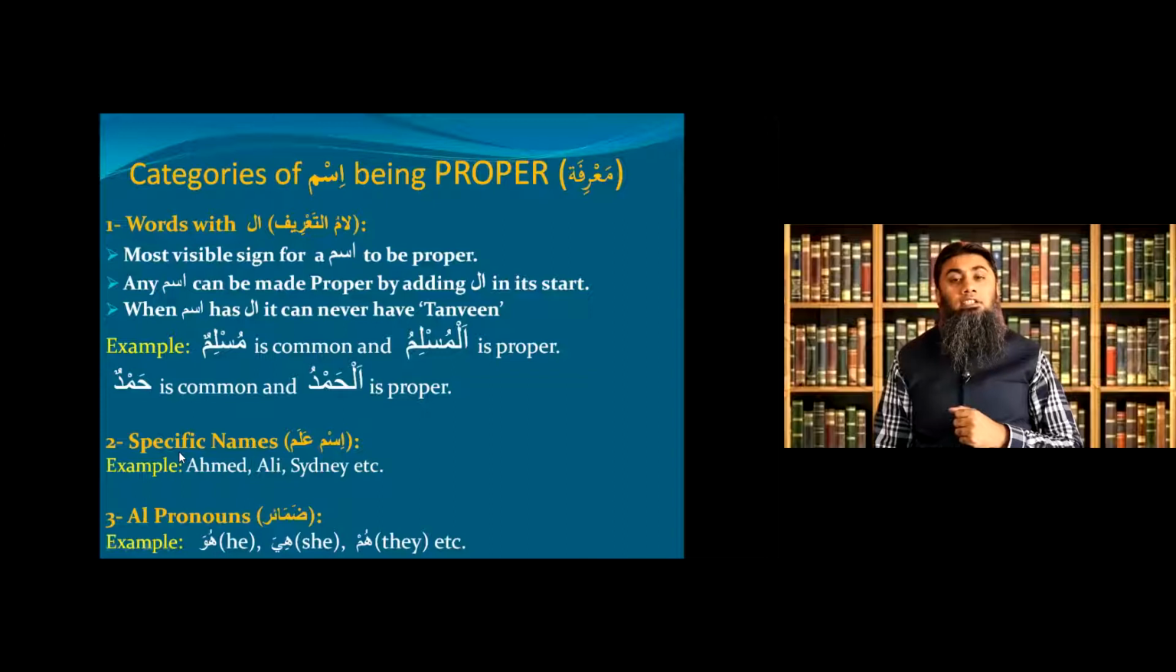Second, specific names or ism alam. It's very commonsensical. The specific names of either persons or places are always proper. Third, all pronouns, which we call in Arabic damair, inshallah we'll see them in a few minutes. All pronouns are proper. Why? Common sense. Because when you use a pronoun, you are referring to a specific person or a specific object. That's why pronouns are proper. Okay. So 3 categories so far.